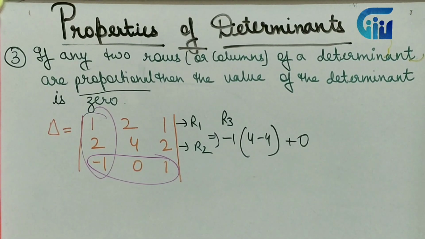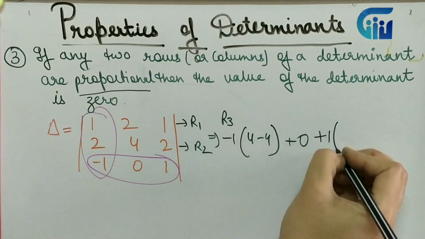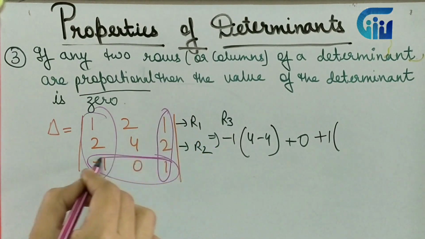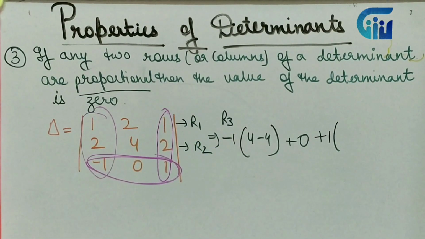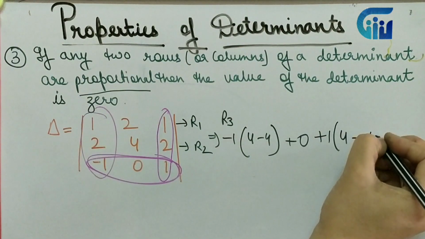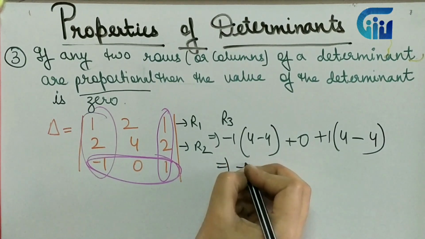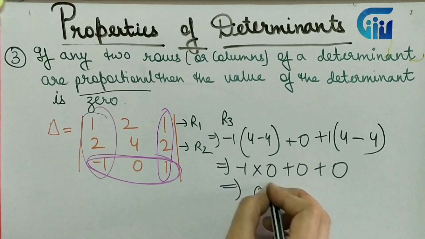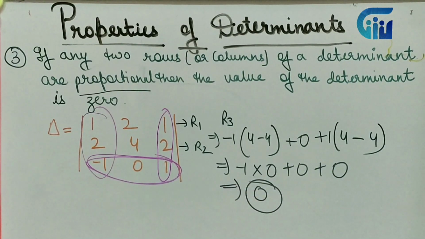Now let's write the last element, which is 1. If I cover this particular row and this particular column, what will I get? 4 minus 1 into 4 is 4, 2 into 2 is 4. So this will be minus 1 into 0 plus 0 plus 0. So it is coming out to be 0. Hence the property: if any two rows or columns are proportional or identical, the value of the determinant is 0.